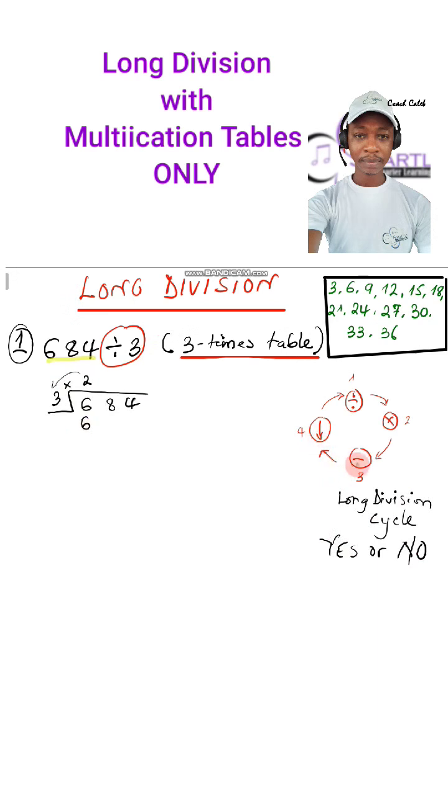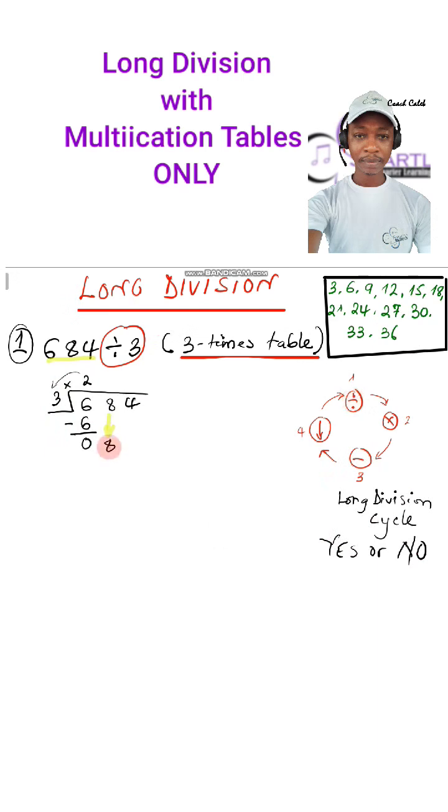Next, the third step in the cycle is subtraction. Once you have this lined up, you do your subtraction. 6 take away 6. 6 minus 6 is 0. And finally, you do the bringing down of the next digit. The next digit is 8. So you bring down 8 to continue in the cycle, repeating step 1. Go back to step 1.